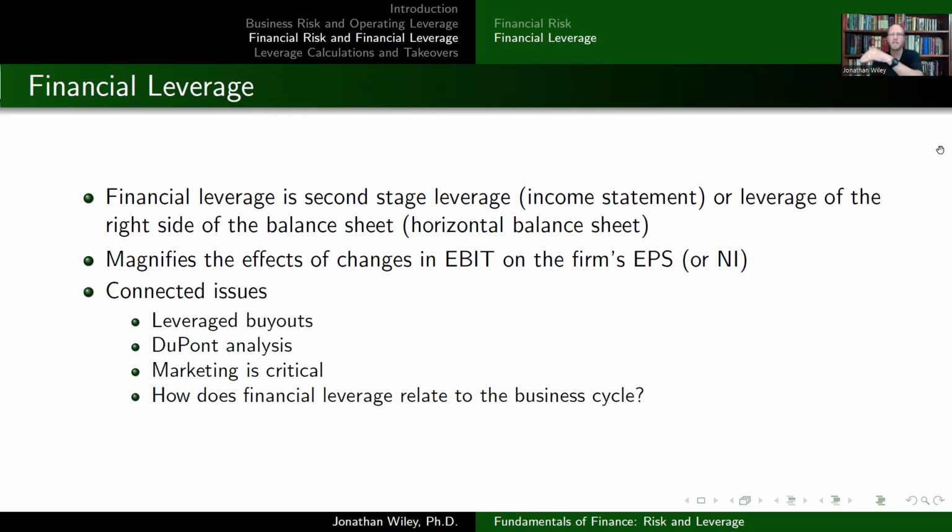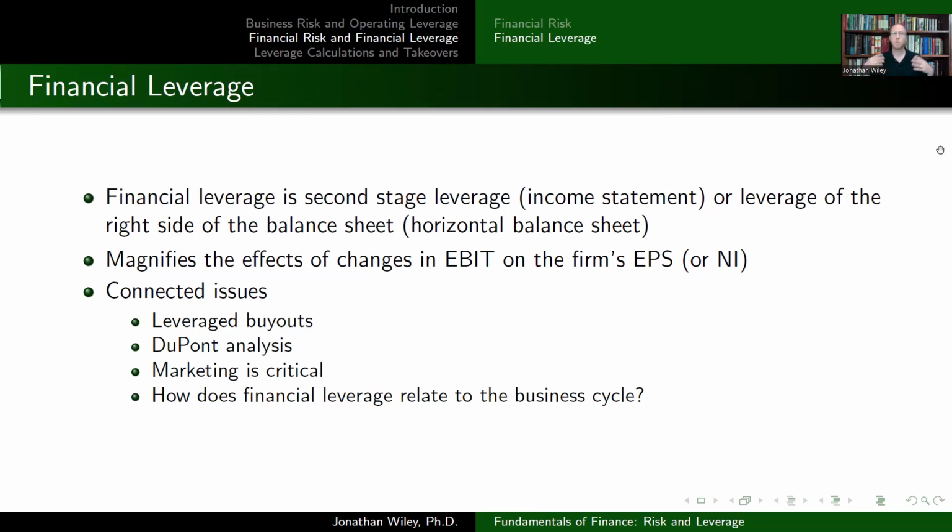So if I increase sales by 10% and operating income goes up by 10%, so EBIT goes up by 10%, but interest doesn't go up by 10% just because I sold more, interest is going to stay the same, which means net income is going to go up by more. And if net income goes up by more for a given change in EBIT, I get a bigger percentage change in the earnings per share or the net income. That's the idea of financial leverage. For a given change in operating income, I get a bigger percentage change in earnings per share or net income due to the financial leverage.